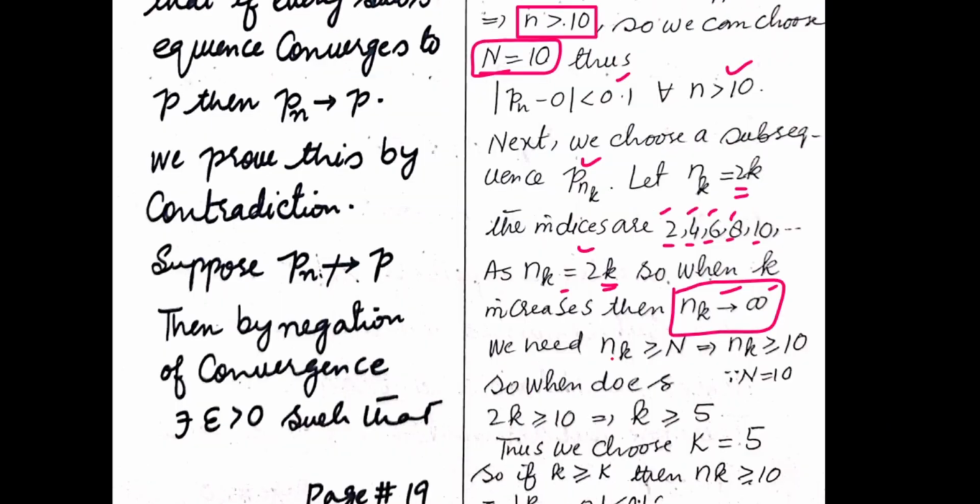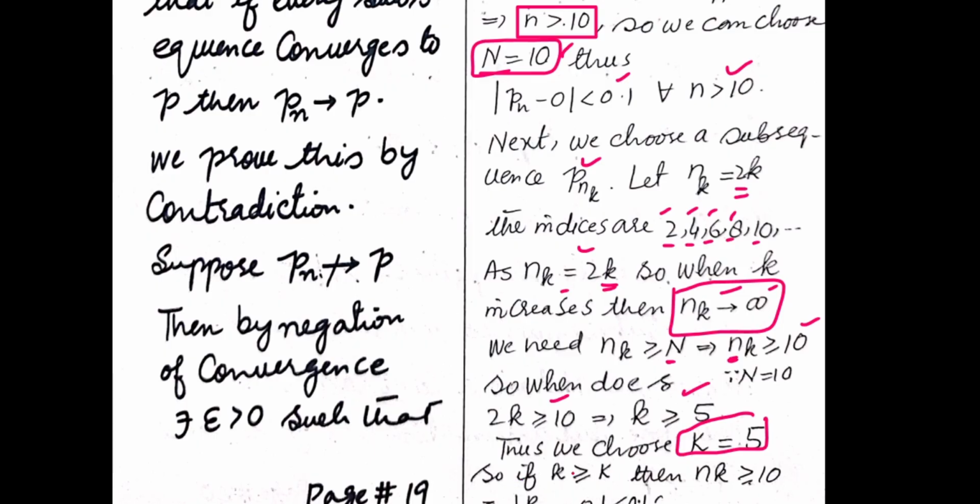So we need nk greater than or equal to N. What is capital N? We have found capital N is equal to 10 here. So this becomes nk greater than or equal to 10. So when does 2k become greater than or equal to 10? Because my nk is 2k, this becomes 2k greater than or equal to 10. This implies k is greater than or equal to 5. Thus we can choose capital K equal to 5 here.